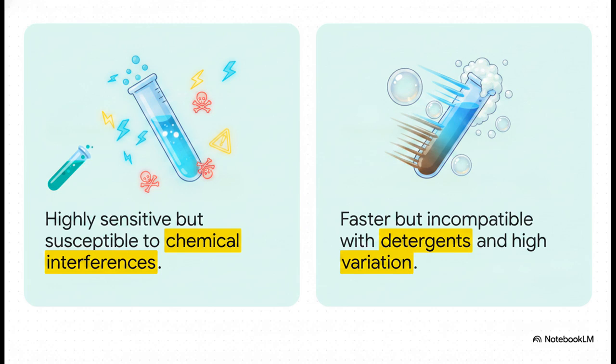Bradford is way faster. We're talking 5 to 15 minutes, and it completely doesn't mind reducing agents. But it absolutely hates detergents and shows wild variation depending on the specific protein you're using. Lowry, on the other hand, takes about 40 minutes and pretty much hates everything else. But it gives you incredible precision as long as your buffer is clean.